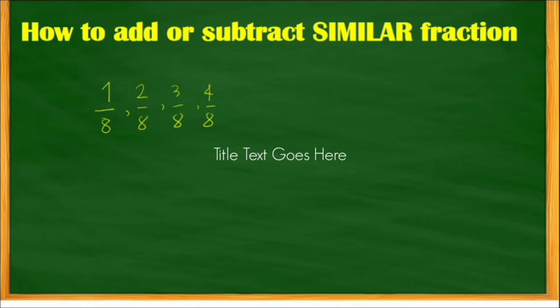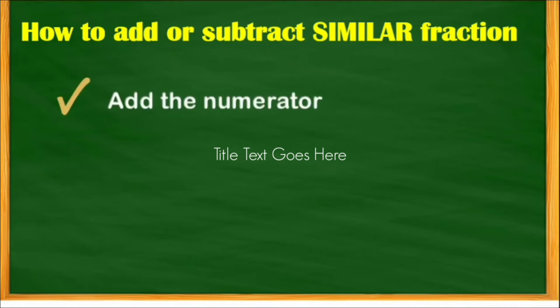When we say dissimilar fractions, the denominators are not the same. So 1/8, 3/4, 2/6. The denominators are not the same. So now let's focus on how to add or subtract similar fractions first.